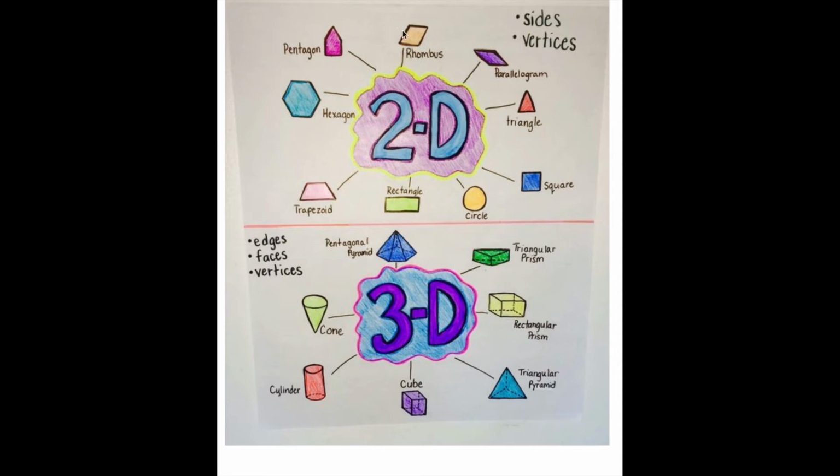You see what you see. There's nothing behind it. If you drew your triangle, that's it. If you drew your square, that's it. Whereas with the 3D, remember, they're going to have edges, faces, and vertices. Whereas the 2Ds only have sides and vertices.